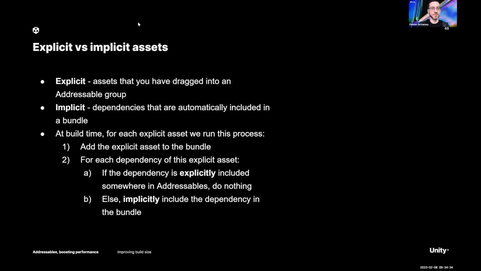So at build time, we're going to run through this process and have some visuals after this to make more sense of it also. So a group is going to create a bundle. We're going to take all the explicit assets and we're going to dump them in that bundle. Then we're going to look at all the dependencies, all the other stuff that those assets need. For each dependency, if it exists somewhere else in addressables explicitly, we'll do nothing. But for each of those dependencies that doesn't exist already, we're going to implicitly pull it into that bundle.